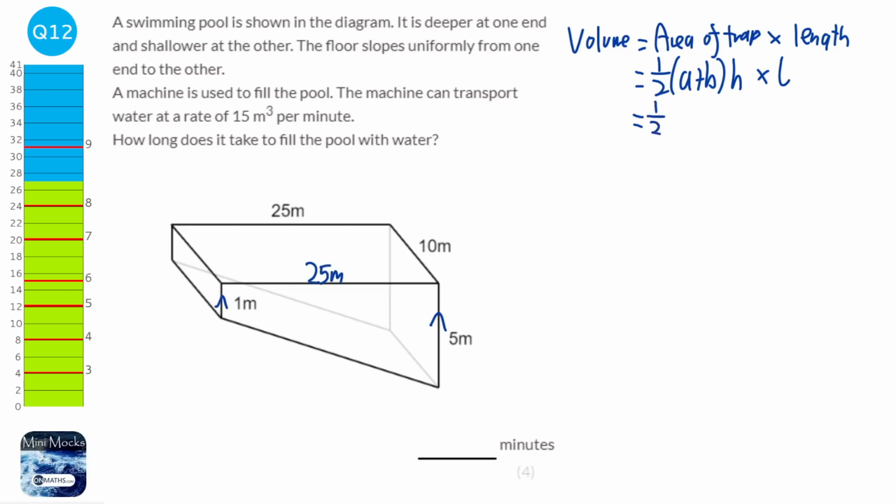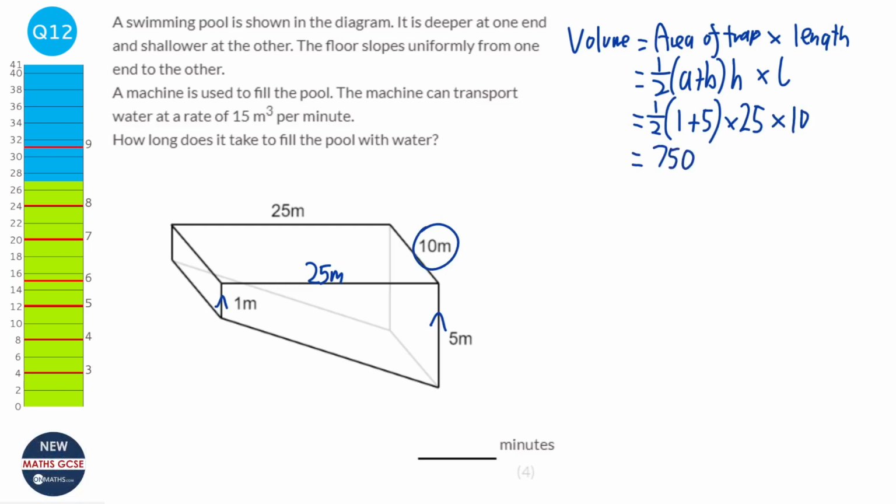So it's going to be half, and then we're going to add 1 and 5, times that by 25. The length is how 3D it is, so it would be that 10 there. So we're going to times that by 10, and that will give us 750. So it's 750 meters cubed.